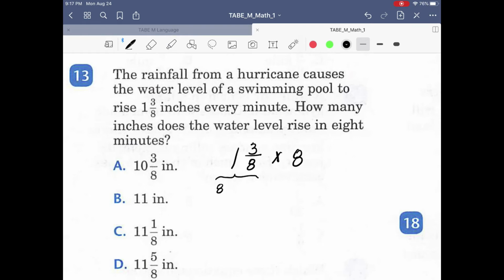So I have 8 times 1 plus 3, 11 over 8, times 8 over 1. This one's a nice one because those are going to cancel each other down. 8 into 8 is 1, 8 into 8 is 1, and you're left with 11 over 1, which is 11 inches. Now guys, that's almost a foot in 8 minutes. You can imagine how much rain is going to fall in a hurricane. That's pretty amazing if that's true.